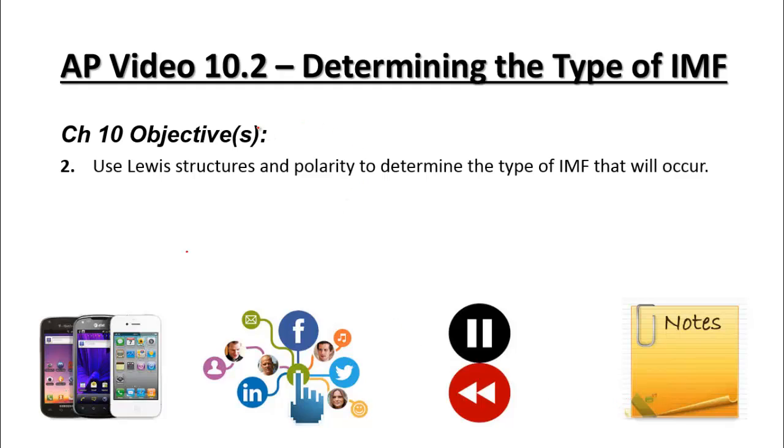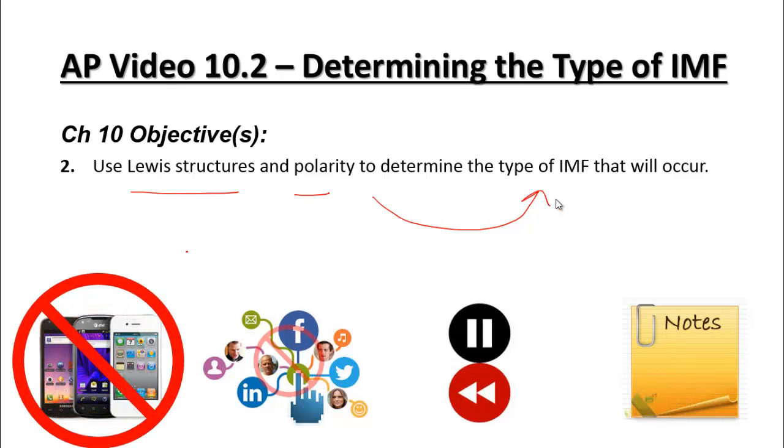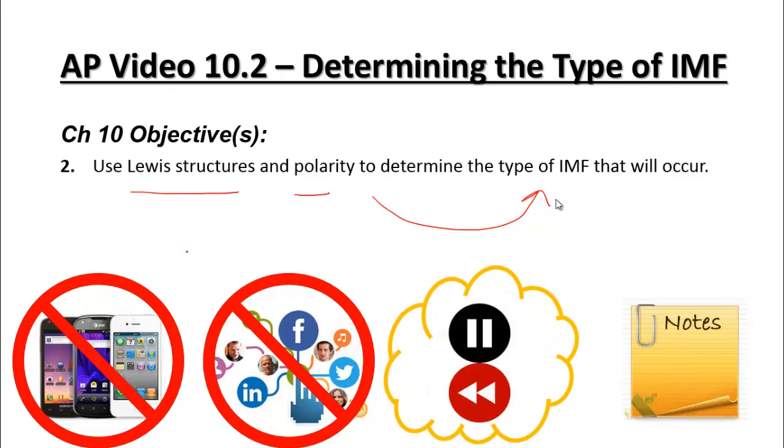Alright, welcome to AP video 10.2, looking at determining the type of IMFs. The main objectives here are to use Lewis structures and their polarity to then be able to determine what kind of IMF will occur. Make sure you turn off your distractions, pause your mind as you need to, and take some extra notes in the margins. Here we go.